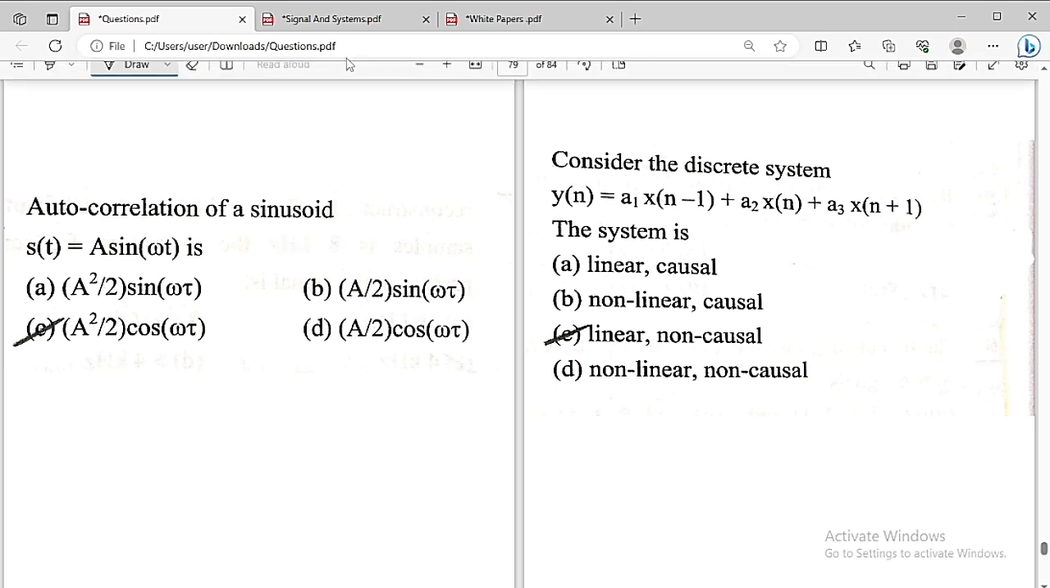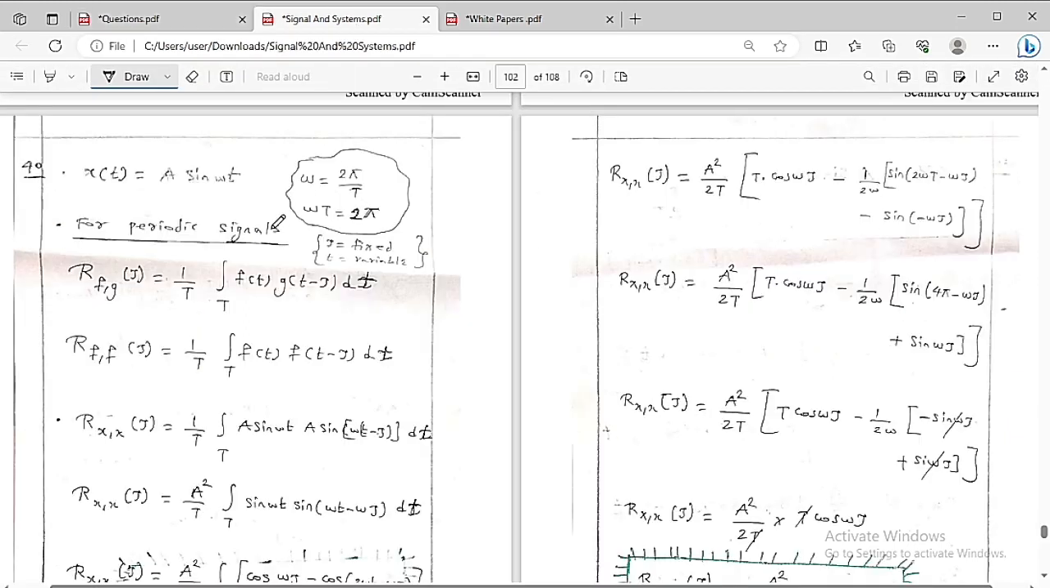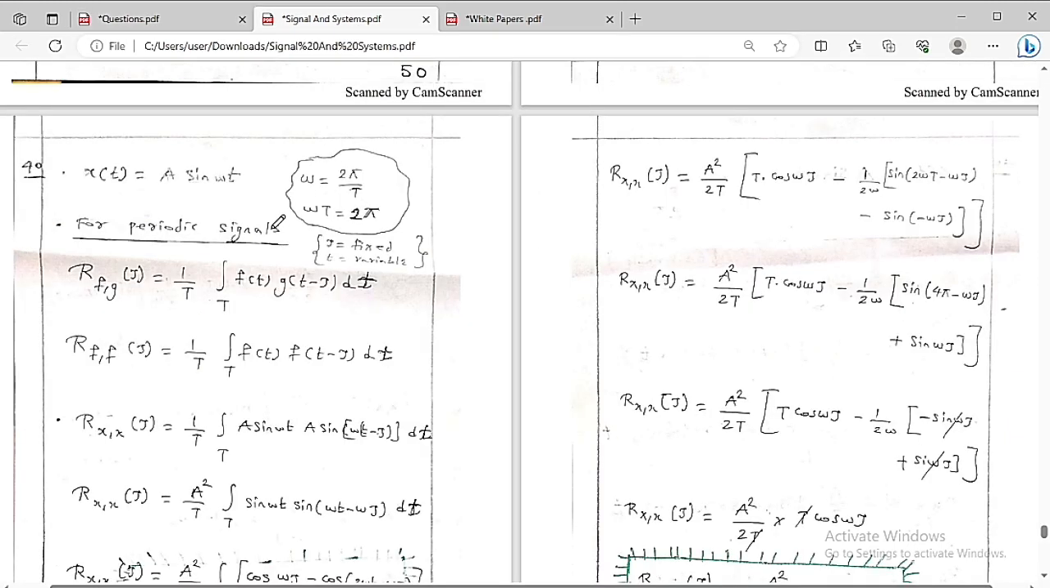So let's solve this numerical. Basically in the question what they have given is x of t is A sin omega t. So what is omega? Omega is equal to 2 pi by T. Omega is nothing but angular frequency in radians per second, and T is the time period, the fundamental time period in seconds. Then what is omega T? Omega T is equal to 2 pi, as you can see clearly from this expression.